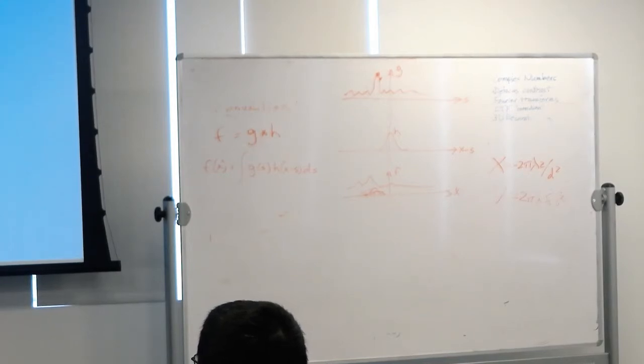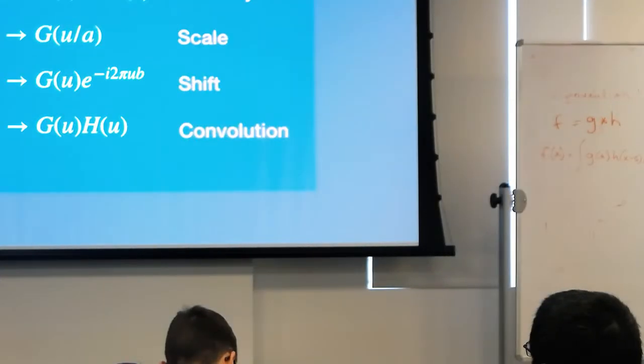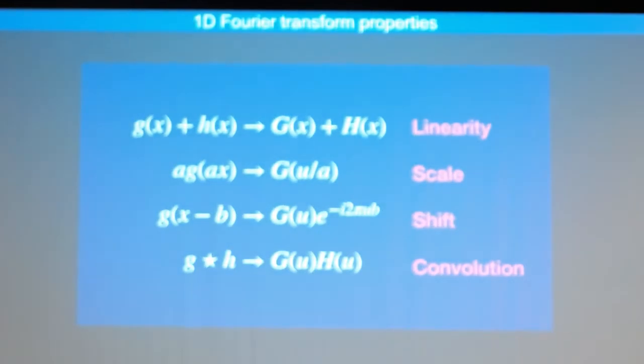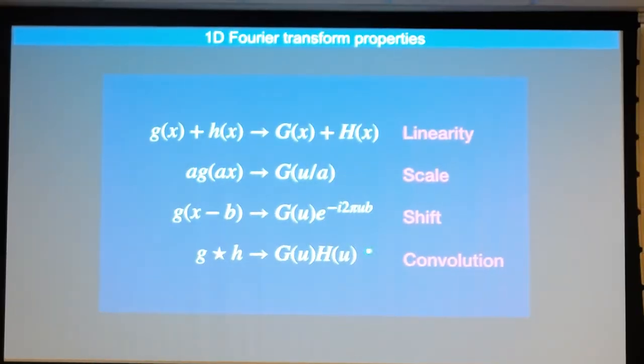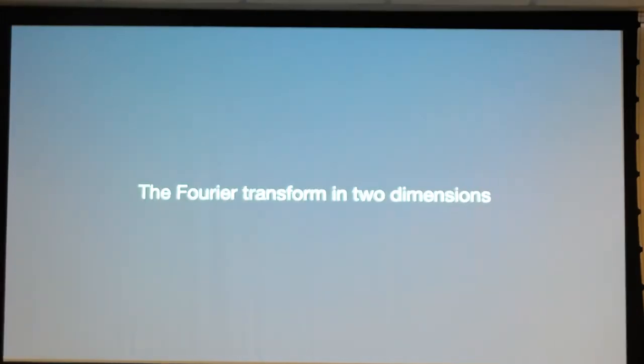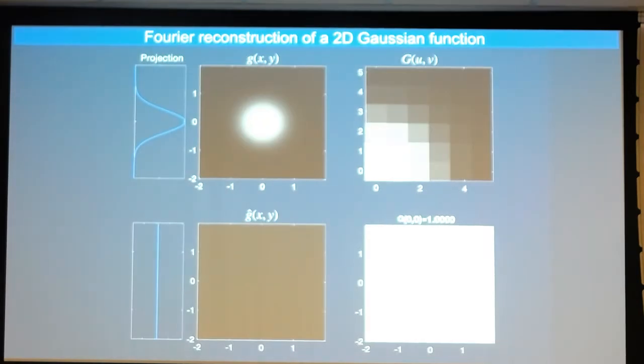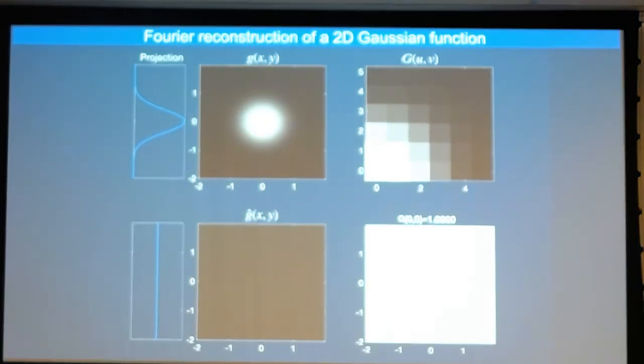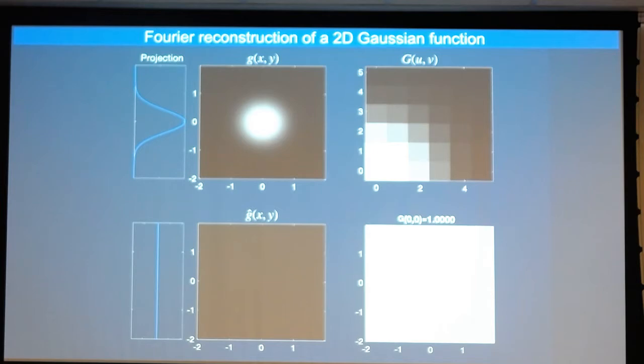If we had time, I would say, okay, we have gotten Fourier transform pairs, and we've worked on properties of Fourier transforms, and this is the really cool one. But these are the other ones that I talked about. We immediately want to go to two dimensions because we want to work on images, and we want to go to three dimensions, and we want to go to volumes.